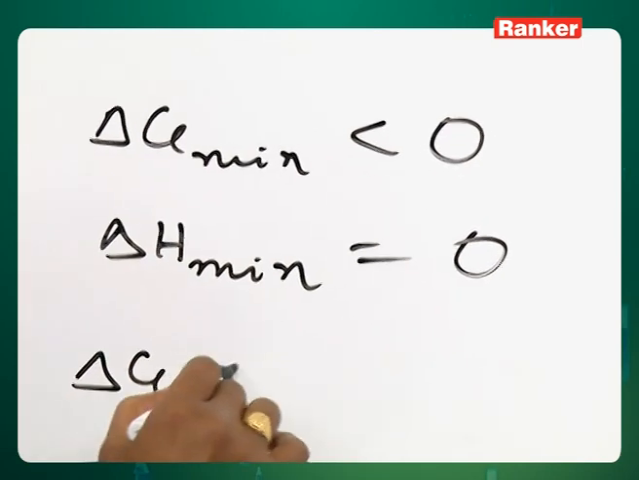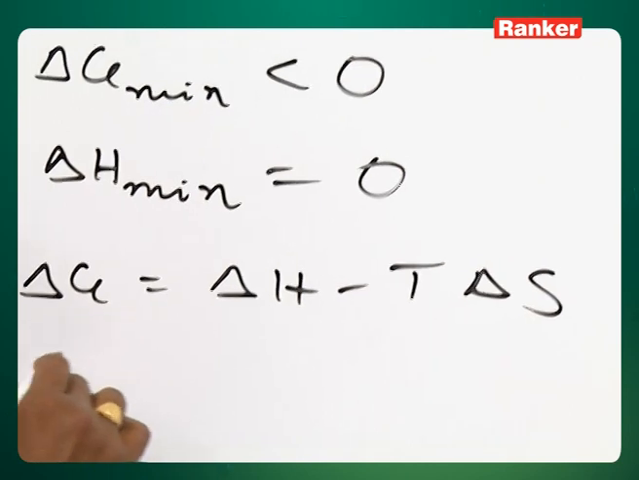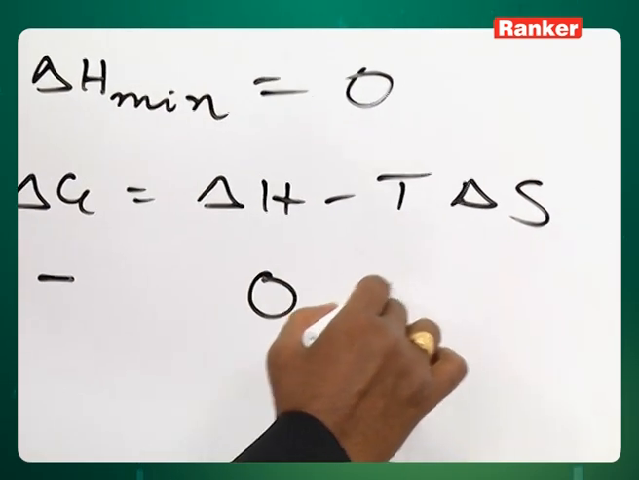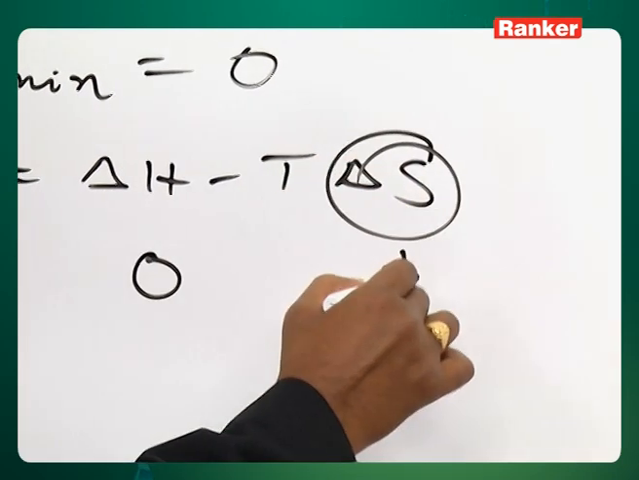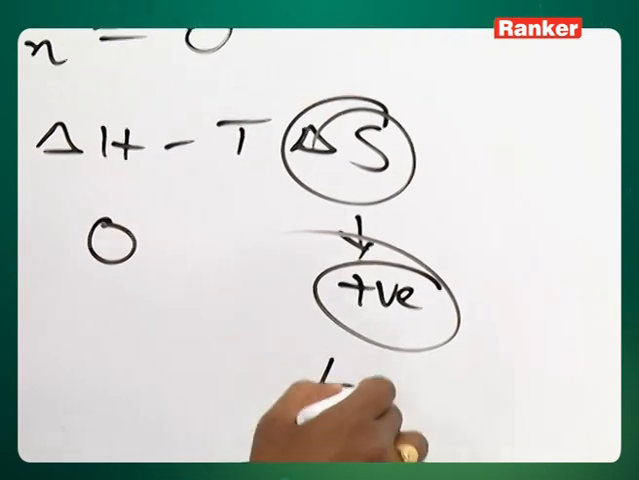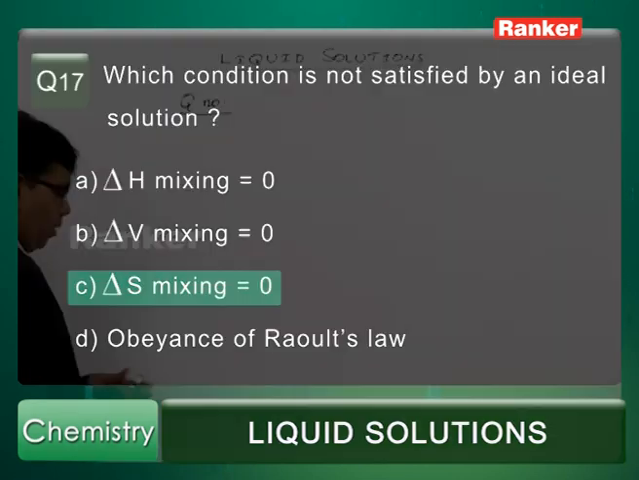So, delta G is equal to delta H minus T delta S. When you do this, this is negative, this is 0. So, for this total to become negative, delta S must be positive. So, that means it is not equal to 0. So, the incorrect statement is option C. So, the correct answer is C.